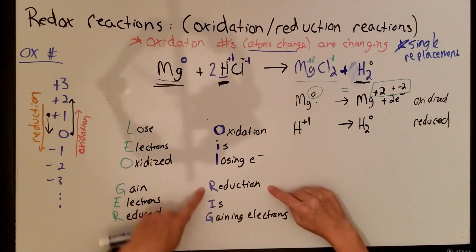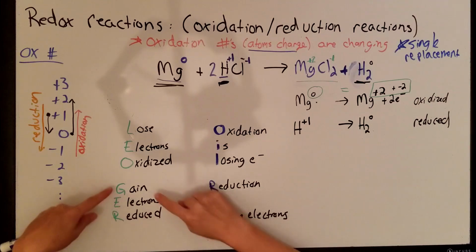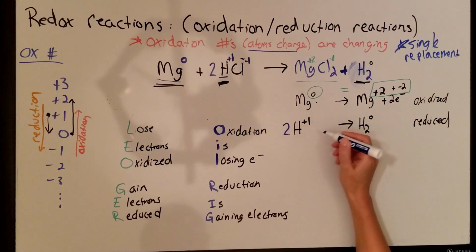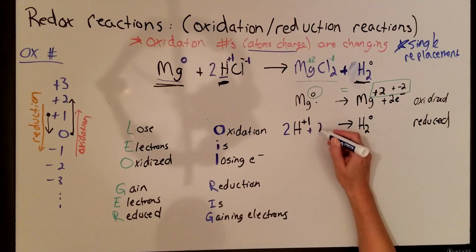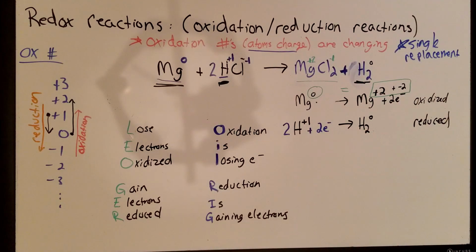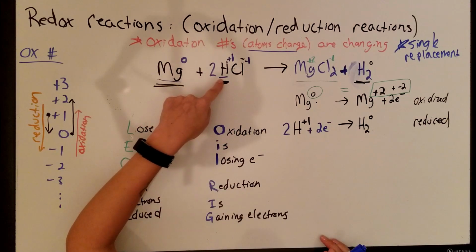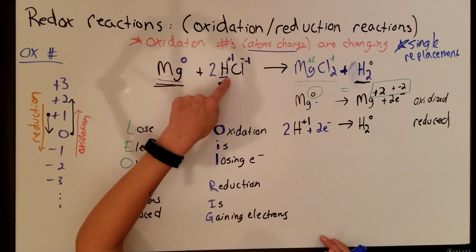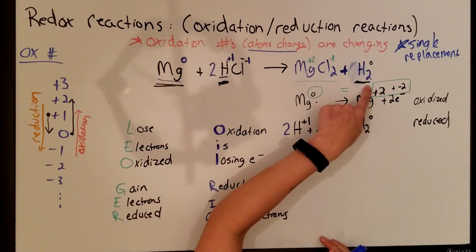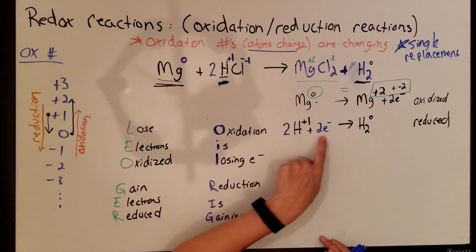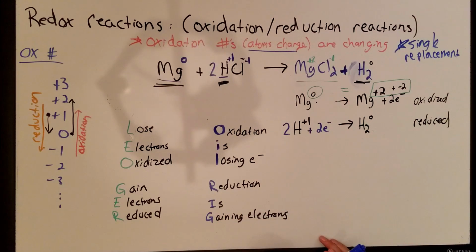So what reduction means is you're gaining electrons. So gain electrons, reduced. Reduction is gaining. So that means this hydrogen is going to be gaining 2 electrons. And why did I say 2? Because there are 2 hydrogens present in this reaction, right? 2 hydrogens from the HCl portion, and then over here on the product side, 2 hydrogens because that's a diatomic molecule. So each hydrogen atom is gaining 1 electron for a total of 2 since there are 2 hydrogen atoms present.